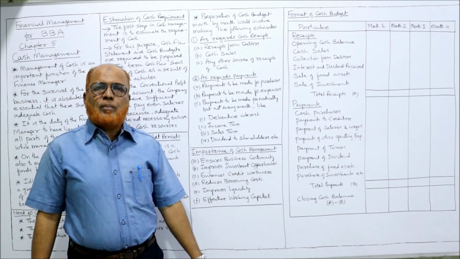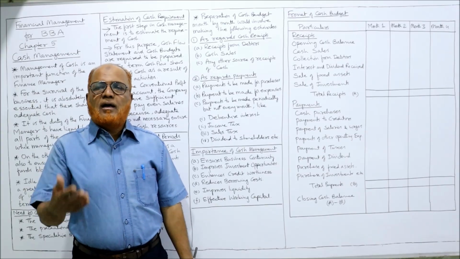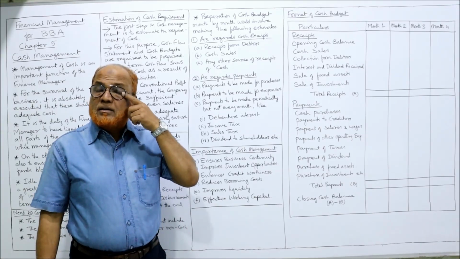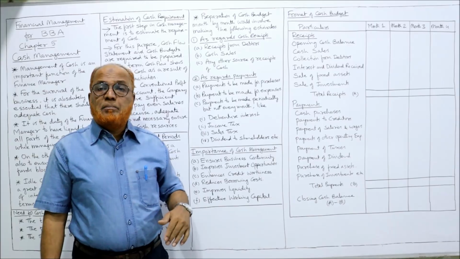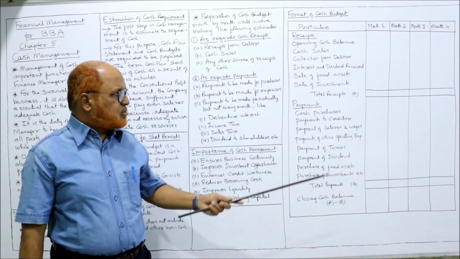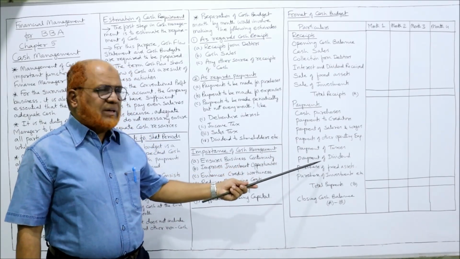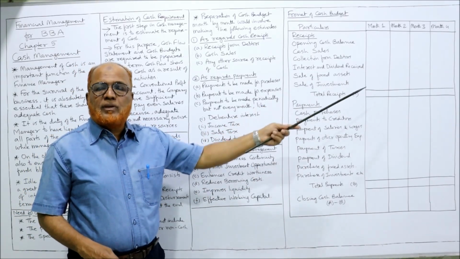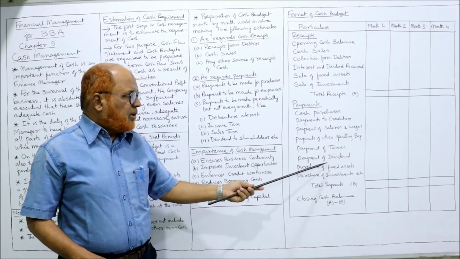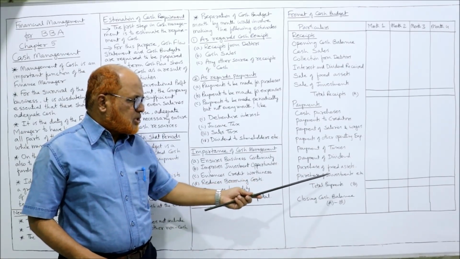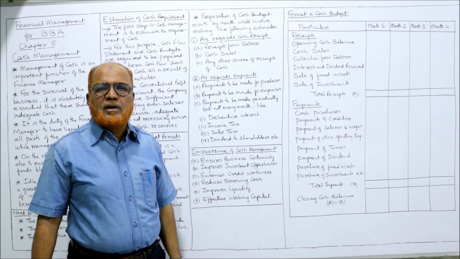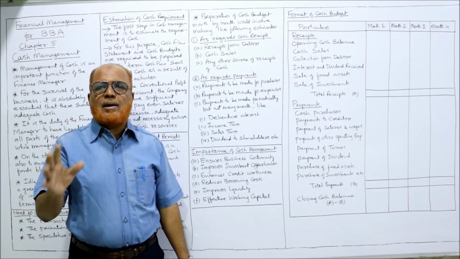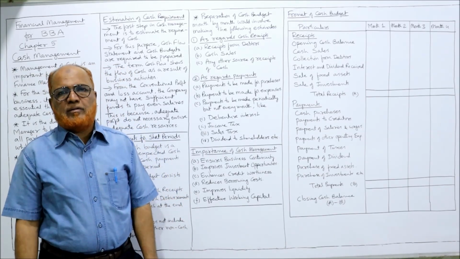Then payments for other operating expenses like rent, telephone bill, electricity bill, repairs. So many operating expenses are there. Then payment of taxes. If payment of tax is there during this period, it is a payment. Then payment of dividend, purchase of fixed asset, purchase of investment, etc. These are a few examples of payments.